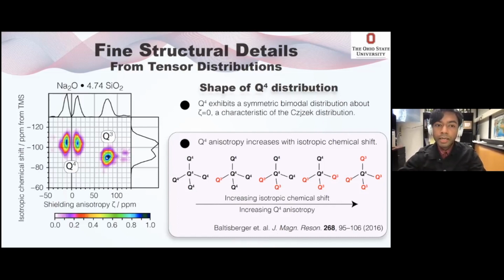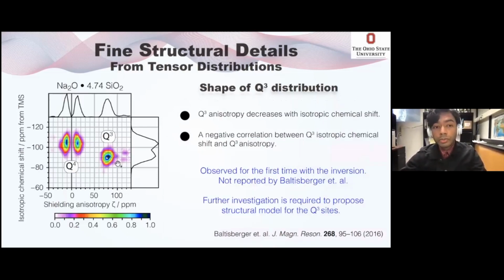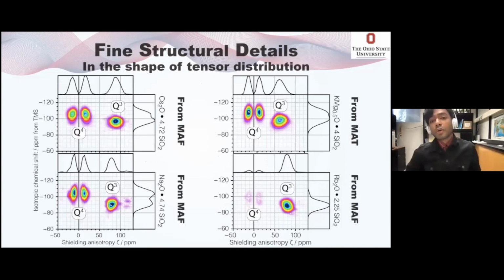But there's also a Q3 site here, which also has a correlation, a negative correlation between Q3 isotropic shift and Q3 anisotropy, and a dependence of the anisotropy width with respect to the chemical shift. Now, this is something that wasn't reported in the earlier paper, but we can now see it, and there are more investigations to be done in order to quantify what exactly that means in terms of the structure.